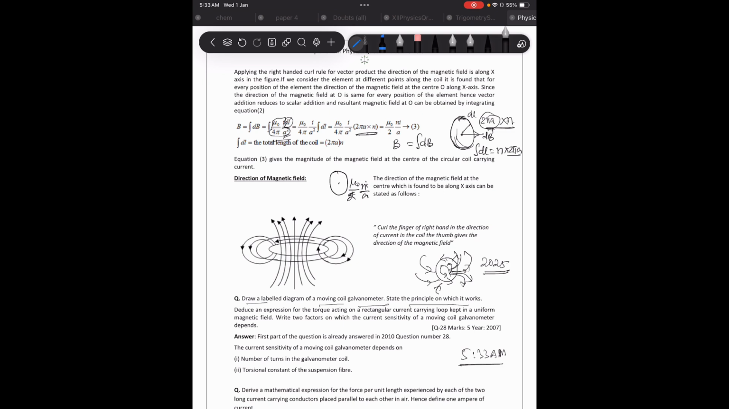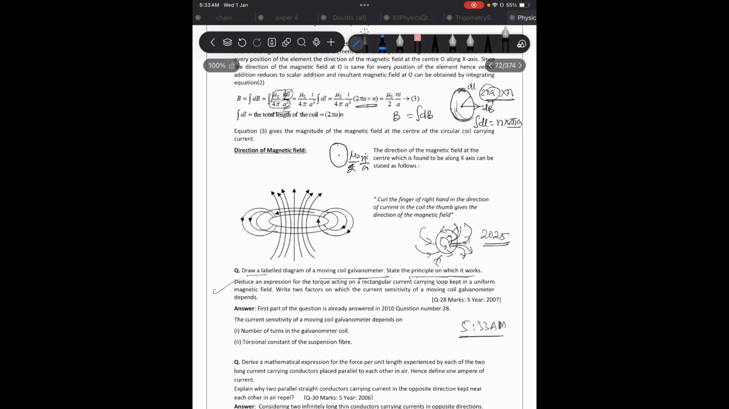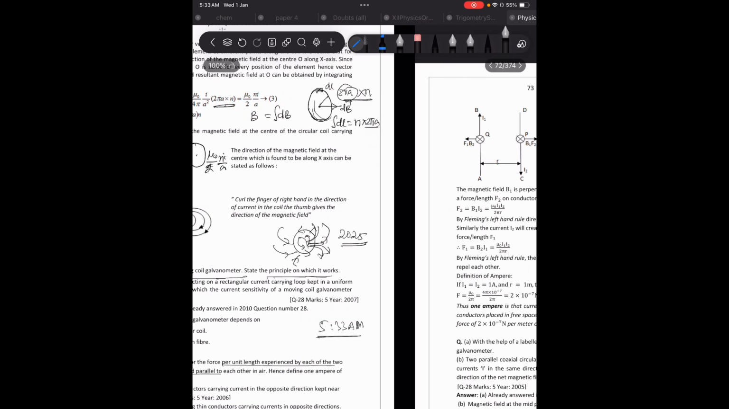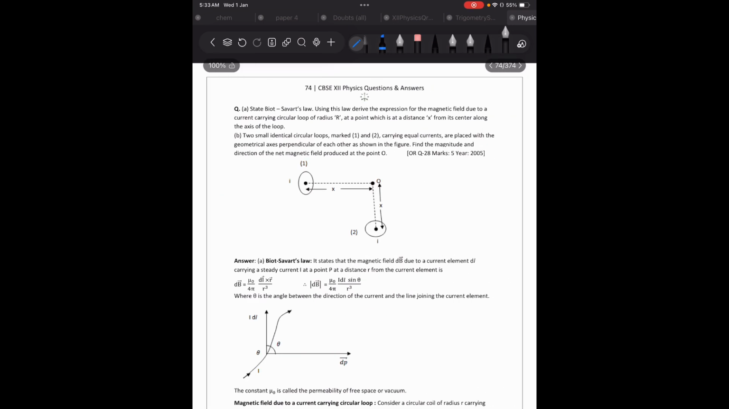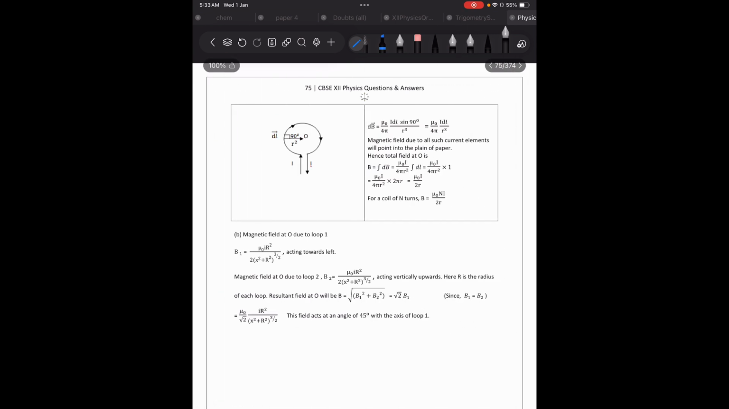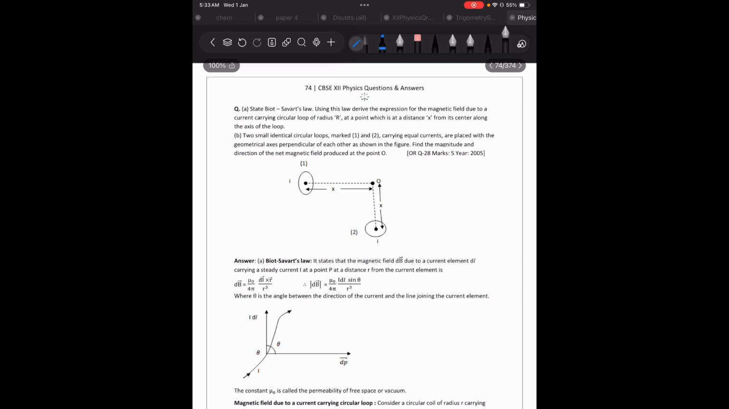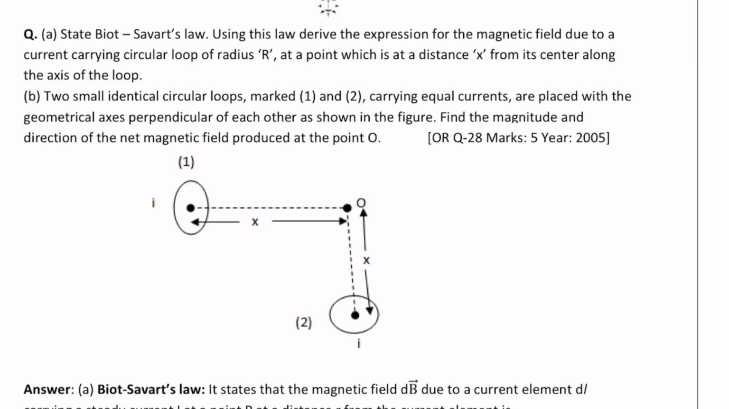So we have a moving coil galvanometer, state the principle on which it works. Already we have discussed. Mathematical expression for force per unit length experienced by each of the two long current carrying conductors placed in parallel. This also we have explained, correct? Repeat question. With the help of a labeled diagram, explain the principle and working of a moving coil galvanometer. This also already we have explained. Biot-Savart law. Okay, just check it out. So okay, this is something interesting. State Biot-Savart law. Using the law, derive the expression for magnetic field due to a current carrying circular loop. That also already we have discussed.